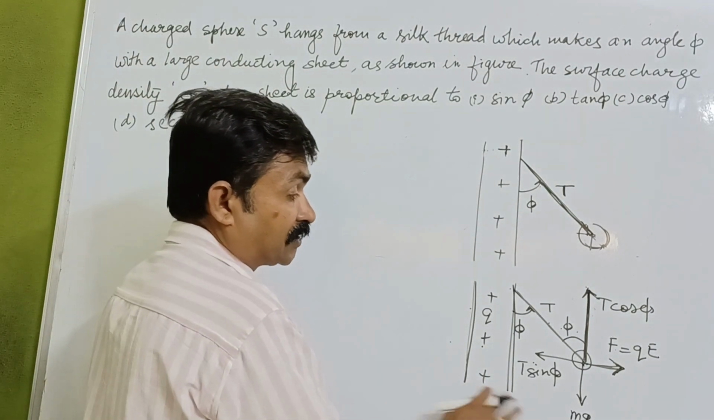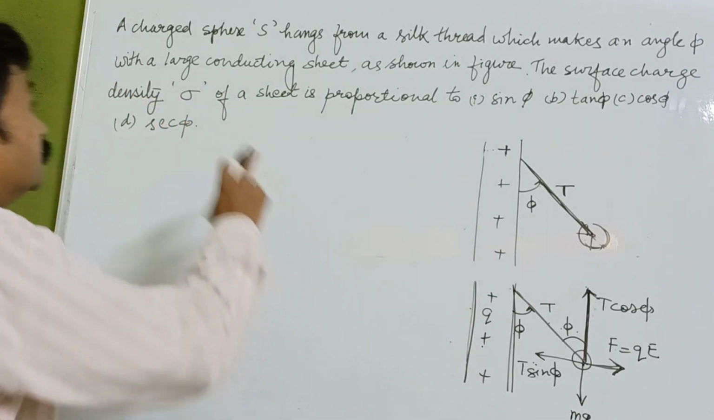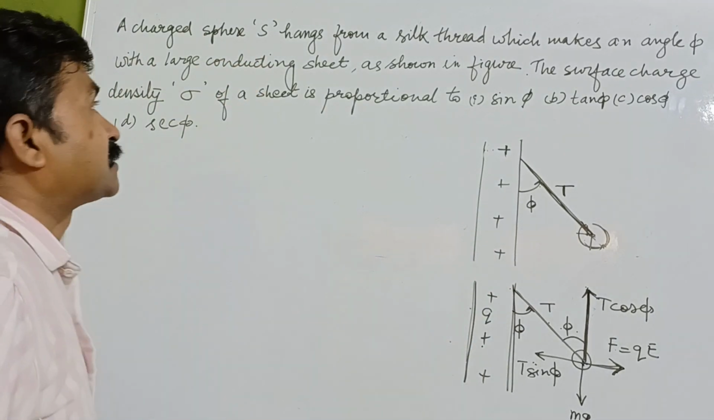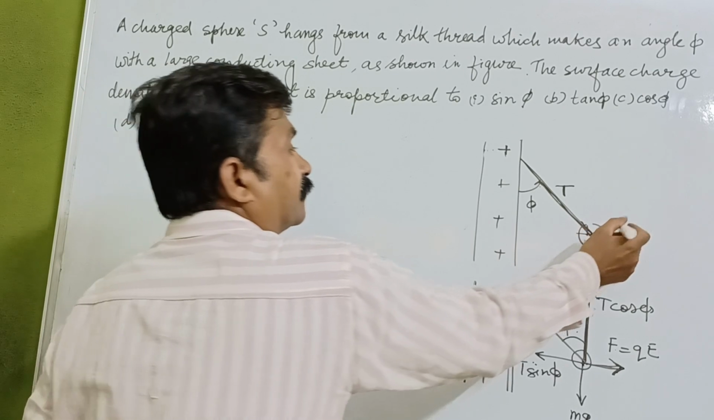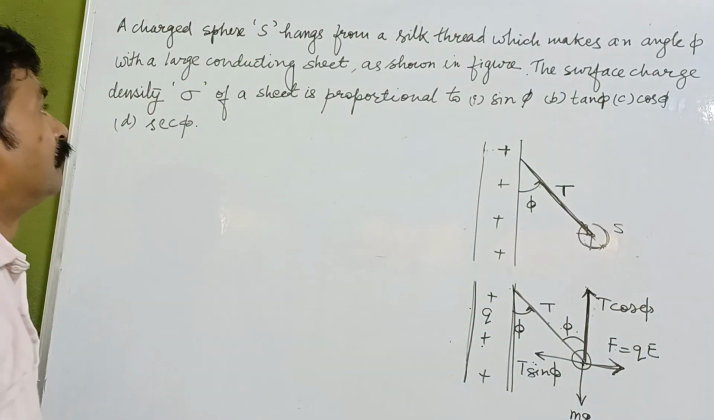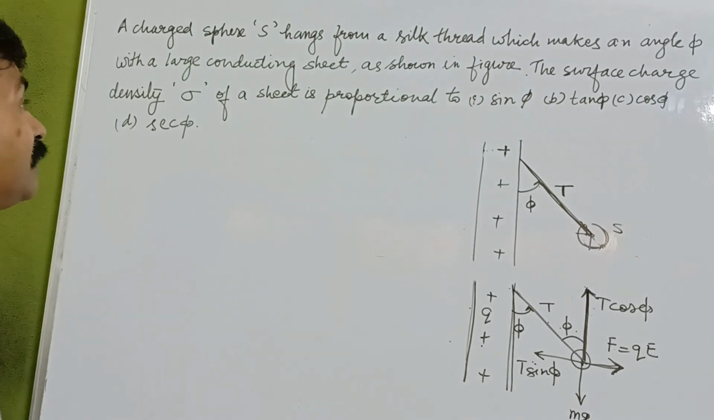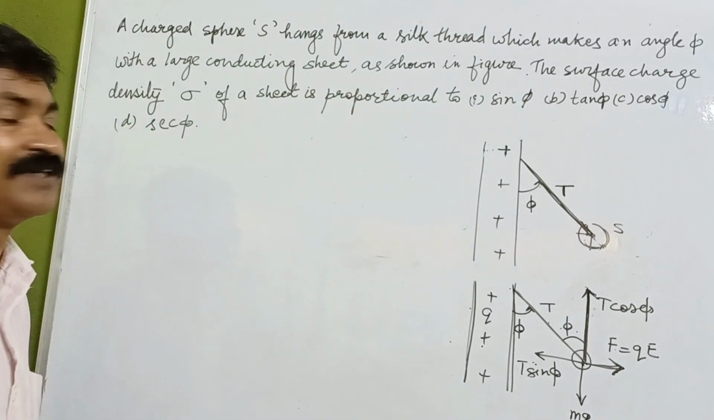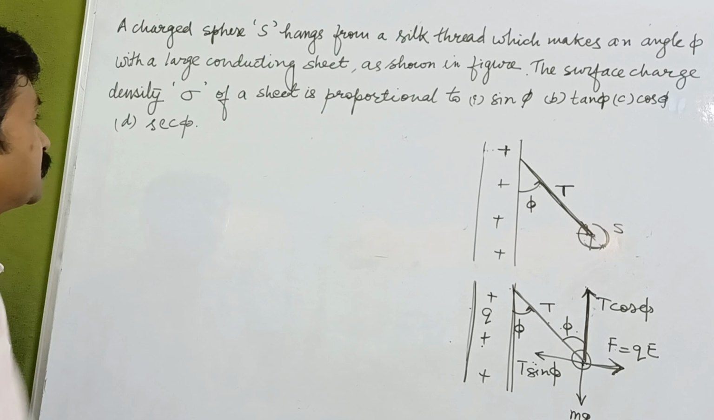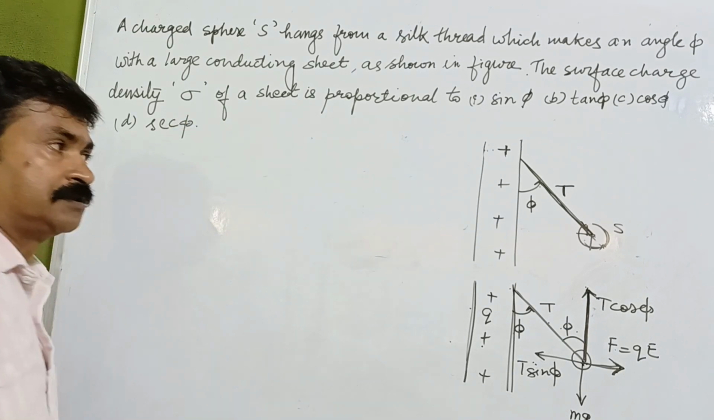If we talk about this numerical now: a charged sphere hangs from a silk thread which makes an angle phi with a large conducting sheet, as shown in the figure. The surface charge density sigma of the sheet is proportional to this.